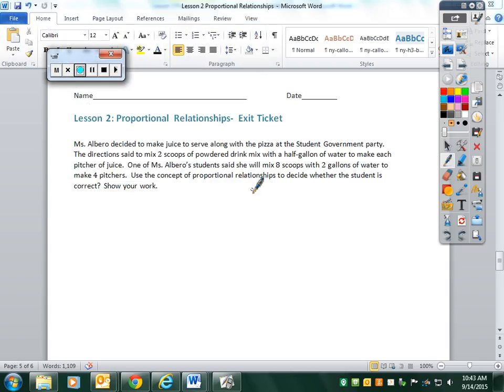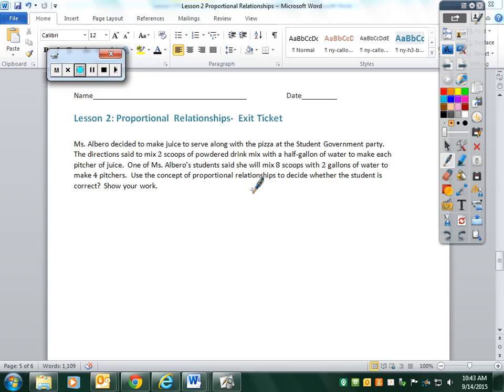So in Lesson 2, we talked about proportional relationships. Here we have an example where Ms. Alberico decided to make juice to serve along with the pizza at the student government party. The directions said to mix 2 scoops of powdered drink mix with half a gallon of water to make each pitcher of juice. One of Ms. Alberico's students said she will mix then 8 scoops with 2 gallons of water to make 4 pitchers. Use the concept of proportional relationships to decide whether the student is correct and show your work.